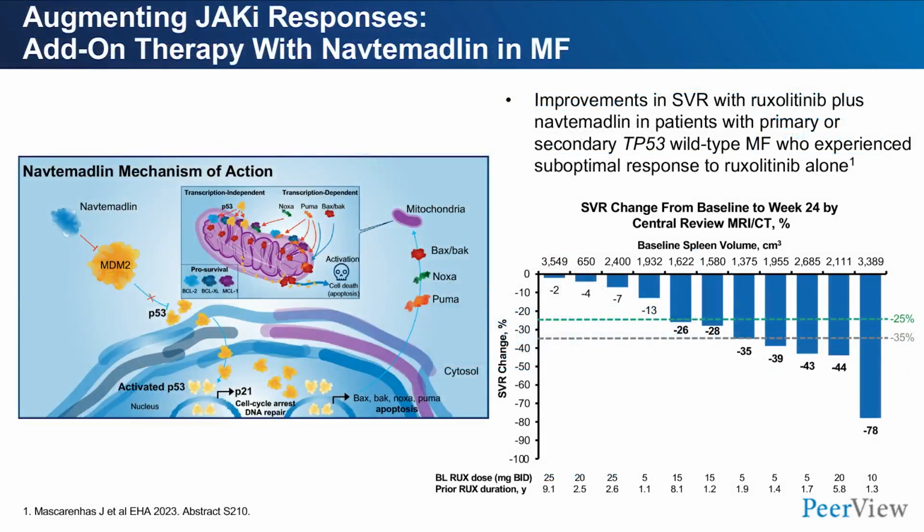So what about add-on therapies? I mentioned MDM2, navtemadlin in myelofibrosis. This is a very interesting mechanism of action. This blocks MDM2, and that will allow our tumor suppressor P53 to actually work. So this works in wild-type P53 myelofibrosis patients who experience, again, a suboptimal response to ruxolitinib. And you can see that spleen volume response at week 24 actually looks quite good. So we're interested in the outcomes there.